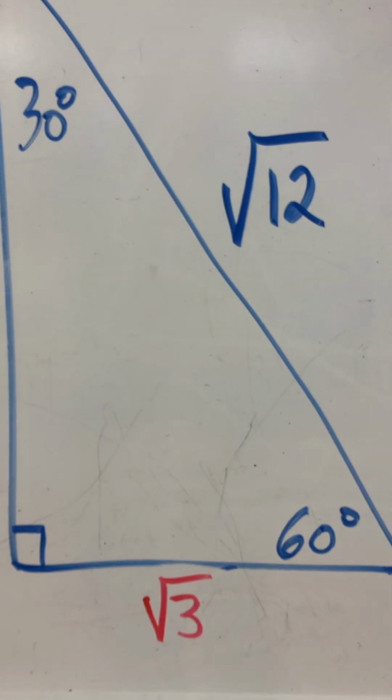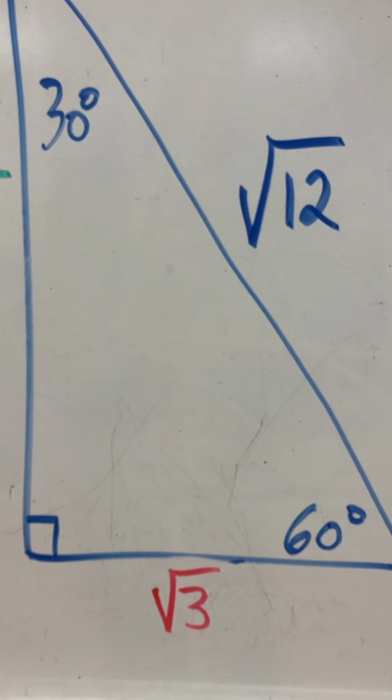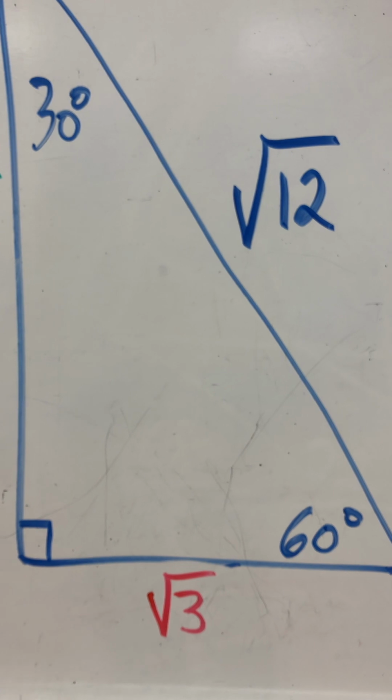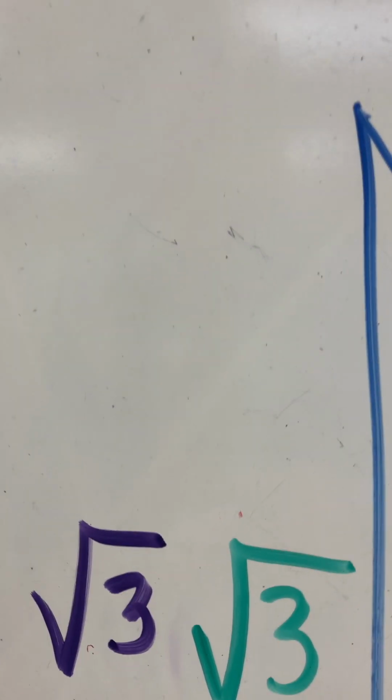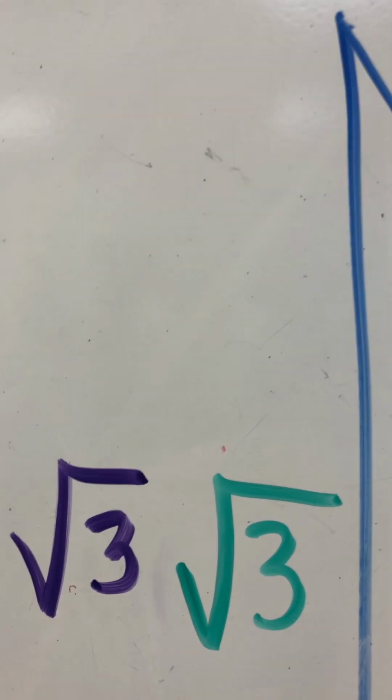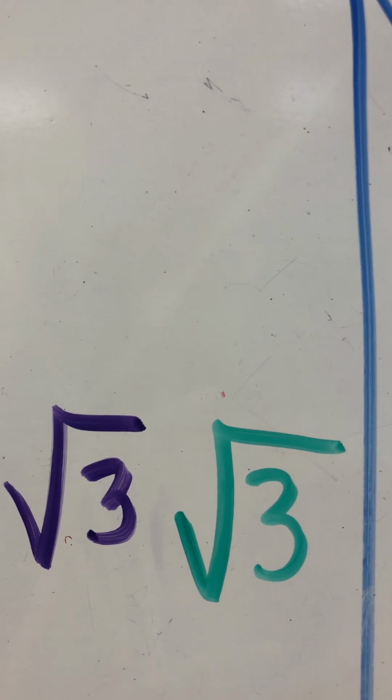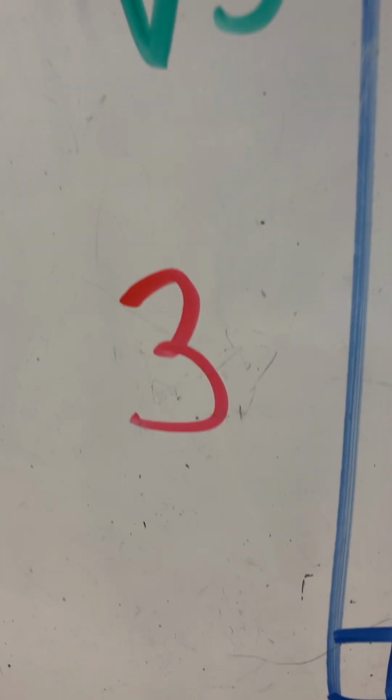And if the short leg is square root of 3, what's the long leg? It's square root of 3 times square root of 3. What is square root of 3 times square root of 3? That's 3, right?